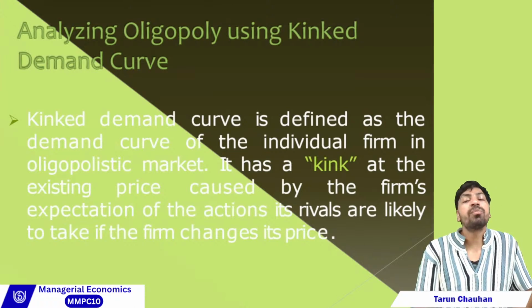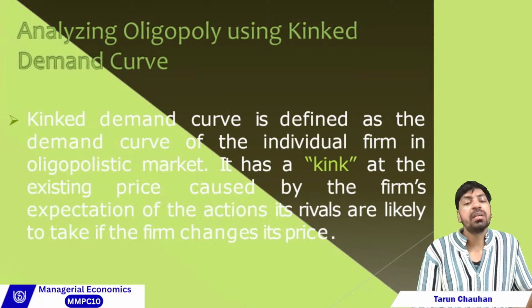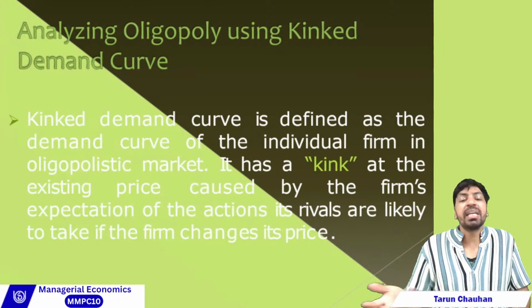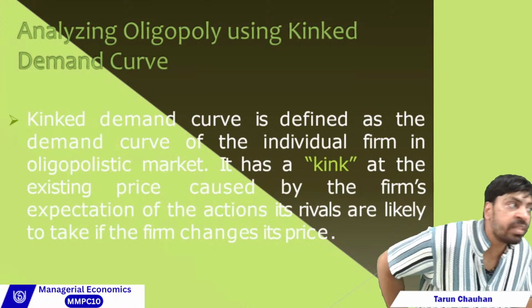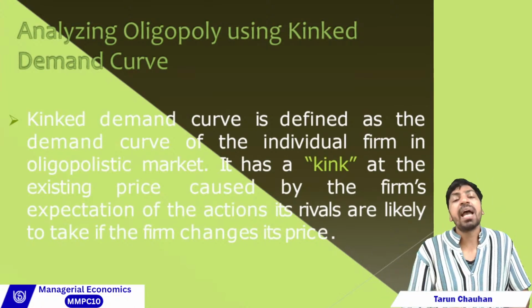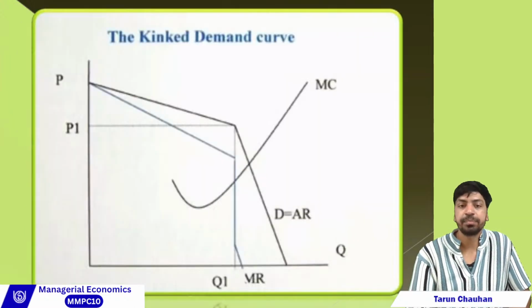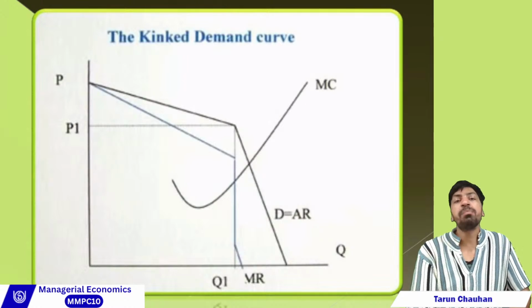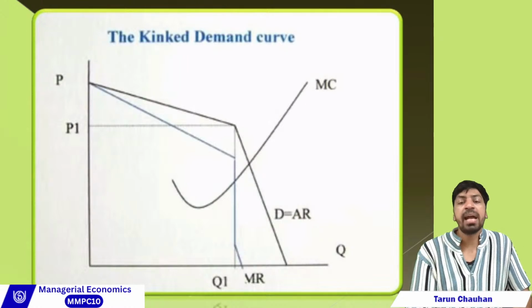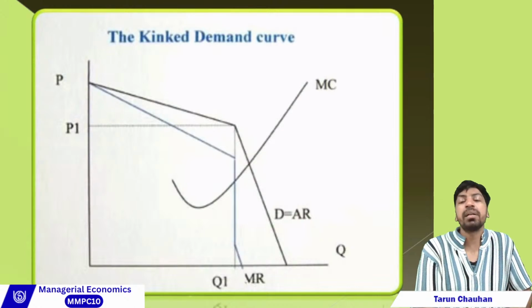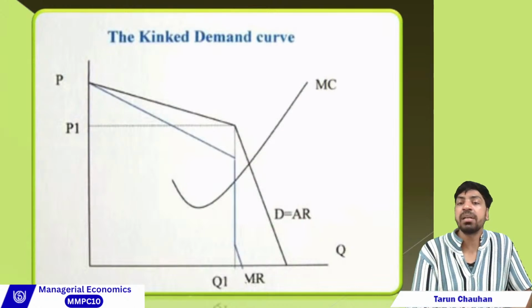And it could be called oligopolistic when the existing price will be changed by the firm's expectations of the actions their rivals are likely to take if any change in price is made by the firm. And that's called the kinked demand curve. This is the shape of the kinked demand curve, a partition of the demand curve. And when there is a partition of the demand curve, ultimately that's called the kinked demand curve.